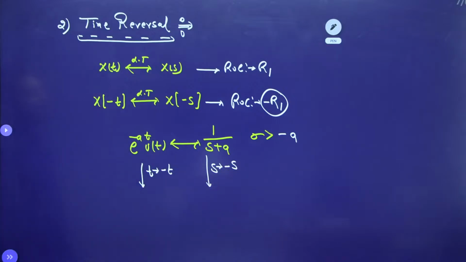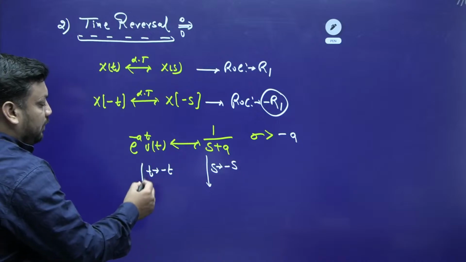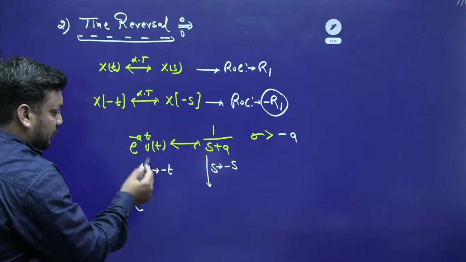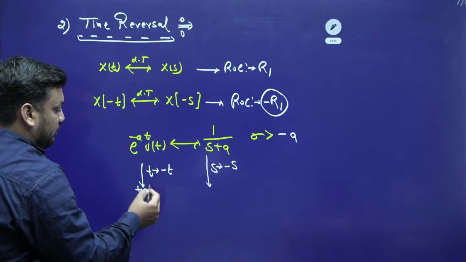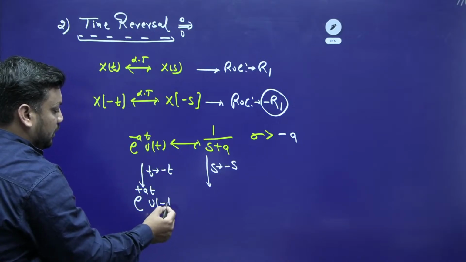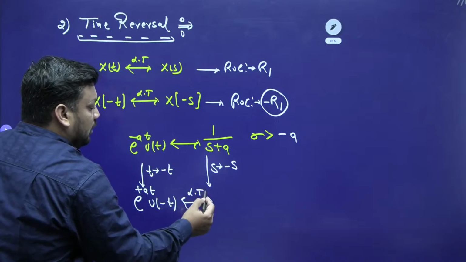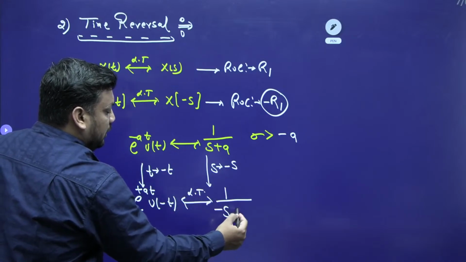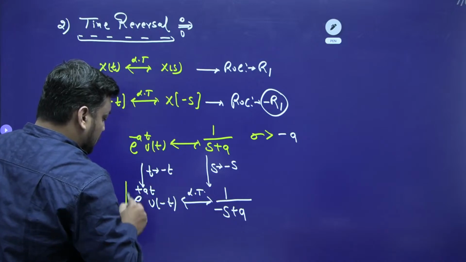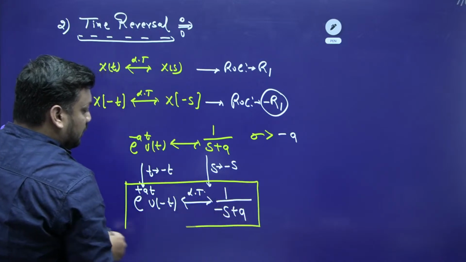This is the simple time reversal property. If I replace t with -t, it gives me e^(at)u(-t), and the Laplace transform is nothing but 1/(-s+a).